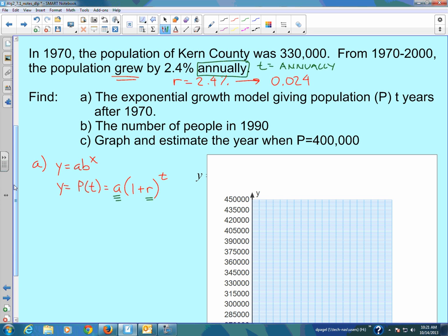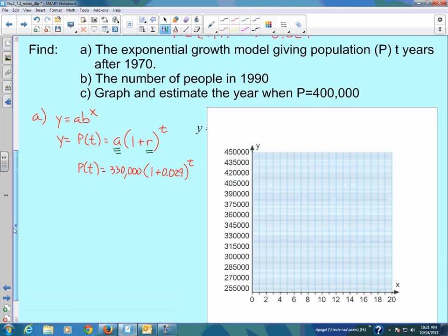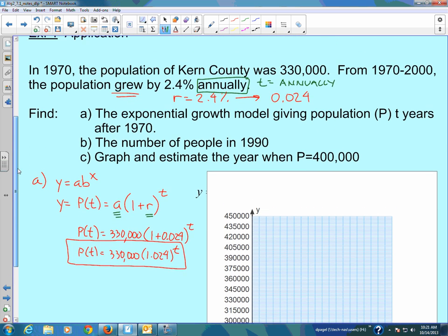So what do I mean by that? Well, we're going to have P of t is equal to, what did we start with? We started with an initial amount of 330,000 people. And then we grew by 2.4% every year. So the final equation I will be looking for would be something like this: 1.024 to the t value. So there's my population as a function of time model for this particular example.